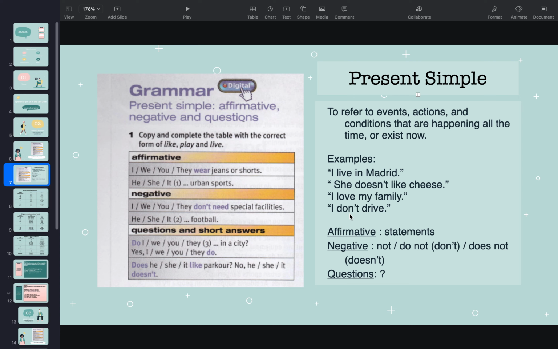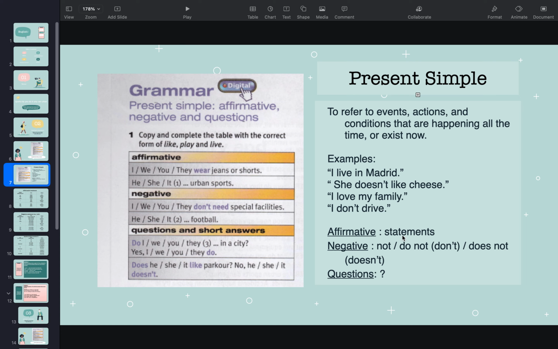Okay. Now, if you look carefully, in this table, you have 3 sections. Nampak tak ada 3 bahagian? Affirmative, negative, and questions and short answers. Apa maksud 3 benda ni? Affirmative ni ialah statements. Statements ataupun pernyataan atau kenyataan.